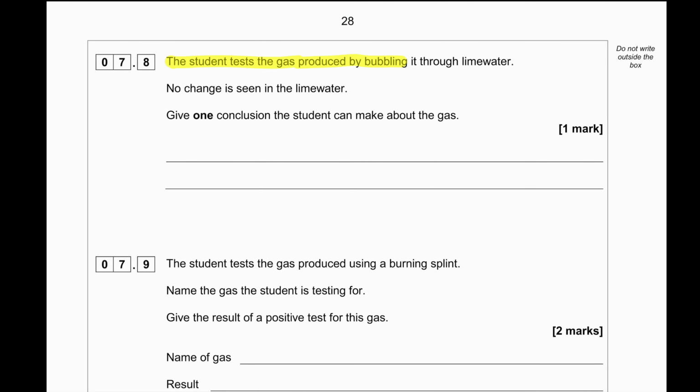The student tests the gas produced by bubbling it through the lime water. No change is seen in the lime water. Give one conclusion that the student can make about the gas. Since the lime water did not change, and lime water is sensitive to carbon dioxide, we will say the gas is not carbon dioxide.